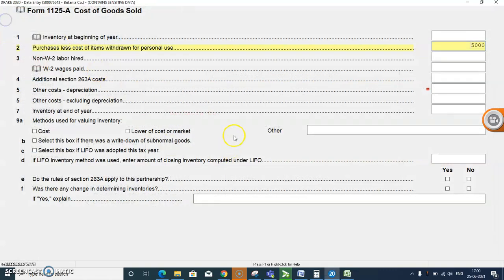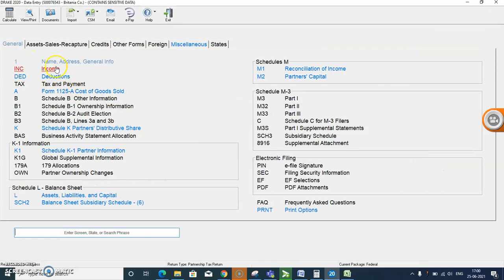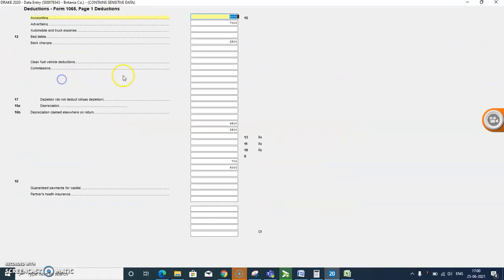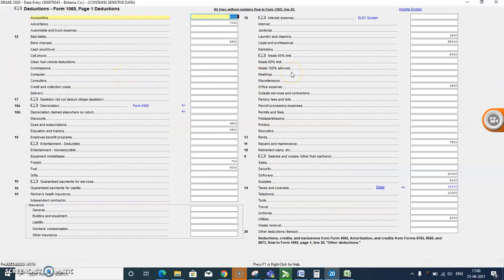Let's have a quick look at what I have already reported. So the income you need to report here, in Form 1065 income section, gross receipt or sales $100,000. $30,000 is the other income. Now come to deduction part. You will receive a profit and loss account statement where all the deduction amounts will be provided. I have just reported according to the Excel worksheet.